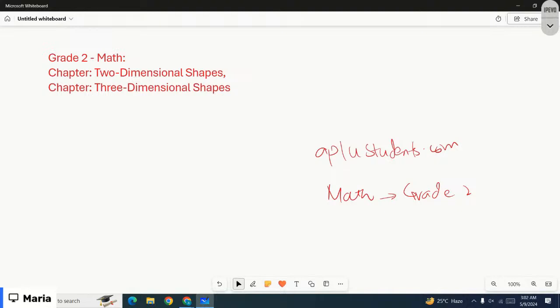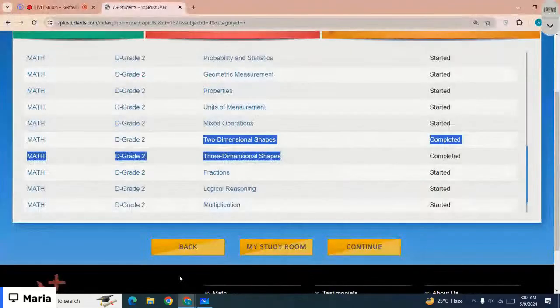So please make sure you have your notebook and pencil so that you can note down the important examples and definitions as well. We're going to start with the chapter two-dimensional shapes, and then we'll cover the other chapter that is three-dimensional shapes. So here I'm on grade 2 math. Let's start with the lesson.